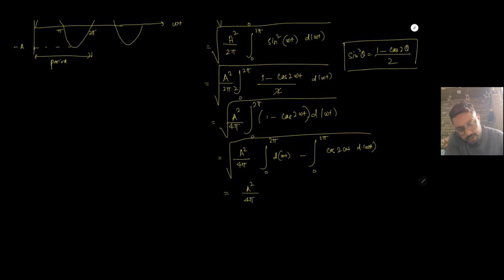what is the integration of d omega t? It is simply omega t, and it will go from 0 to twice pi. And what is the integration of cos 2 omega t? Integration of cos is sine, we can write sine of twice omega t, and this 2 will come in the denominator, and it will go from 0 to twice pi.